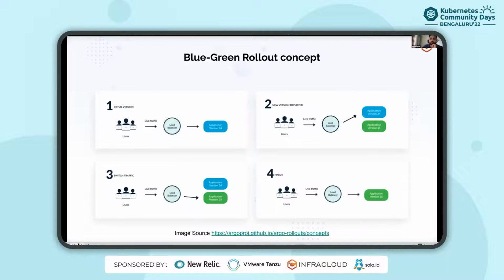Okay, so moving ahead. BlueGreen is one of the main strategies provided by Argo Rollouts. I think some of you might already be familiar with this concept. How a BlueGreen rollout works is this: let's say currently you are running application version 34. You'll have some load balancer, and all your client requests go via this load balancer to your application version 34. Now, let's say you want to deploy a new version.